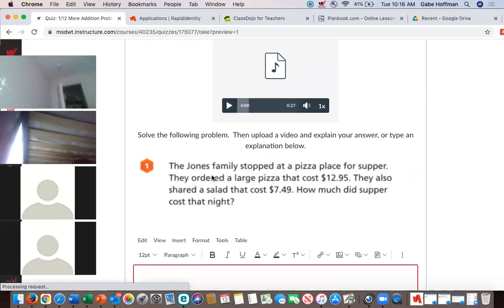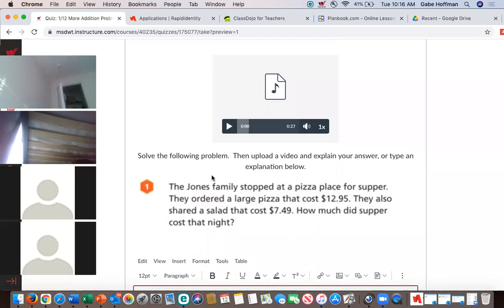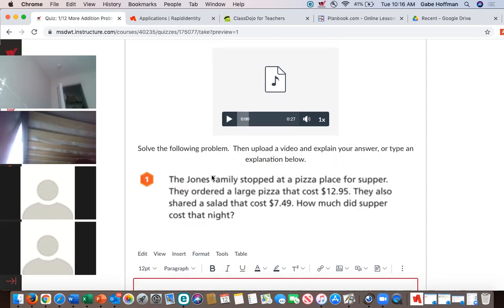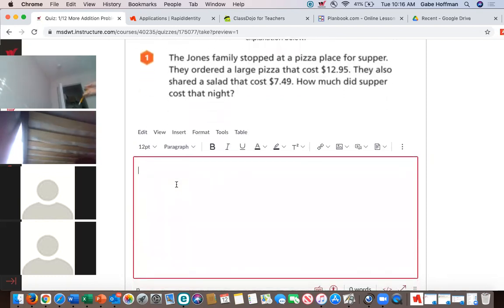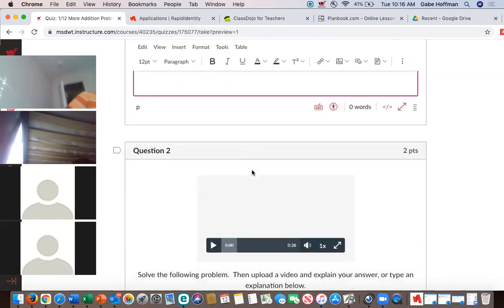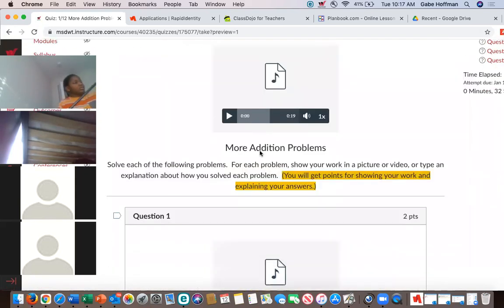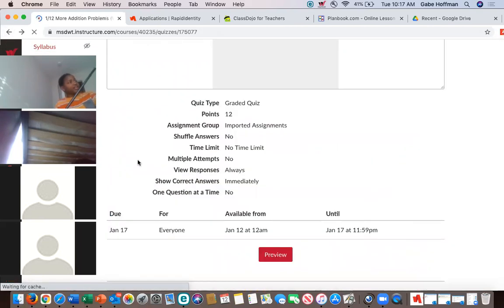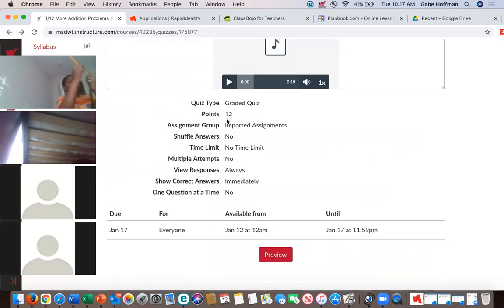It says solve the problem, then upload a video and explain your answer or type an explanation. So you can either solve it and then you can go down here and tell me your answer and explain it, or you can take a video of your workbook or your whiteboard and explain what you did to solve it for each problem. But you'll notice there's 6 questions. The quiz is 12 points. If I go back, it says it's 12 points. Every question is worth 2 points. 1 for is your answer to the problem correct? 1 for did you explain your answer? Okay. Anybody have questions about your job today?